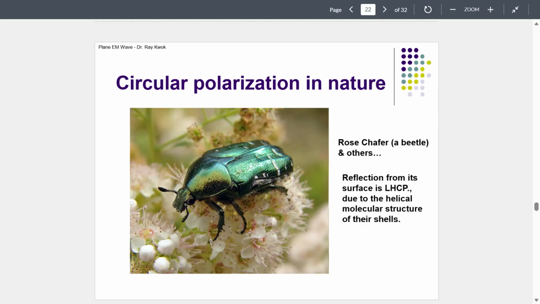Well, that has to tie with the molecule structure. When the light reflects off, it follows the rotation of the structure of the molecule. So, depending on the helix, left or right, it will rotate one way or the other. So what do animals or insects use circular polarization for?